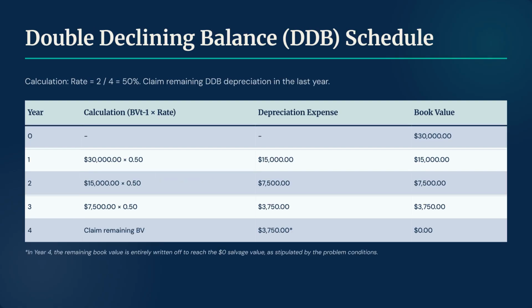The DDB rate is 2 over 4, or 50%. The schedule shows that the book value is entirely written off in year 4 to reach the $0 salvage value, as stipulated by the problem conditions.